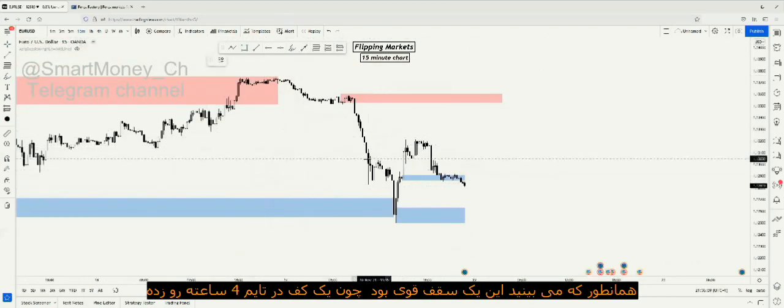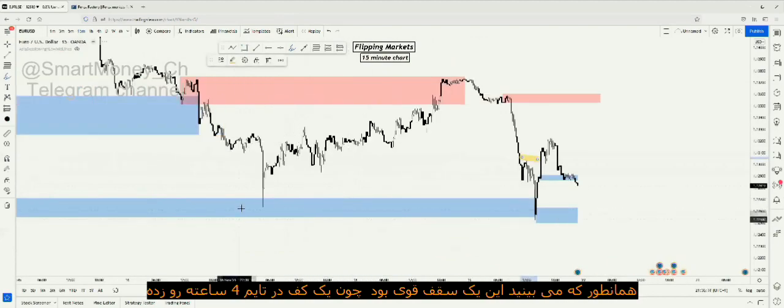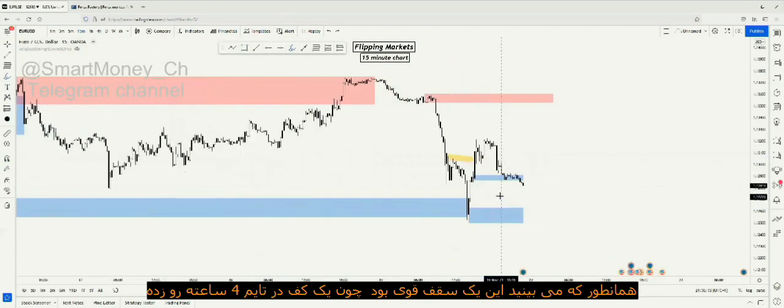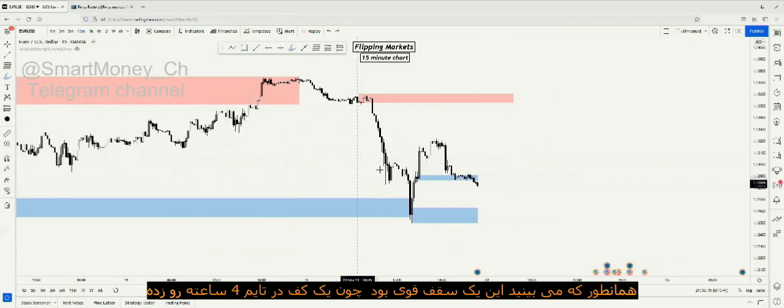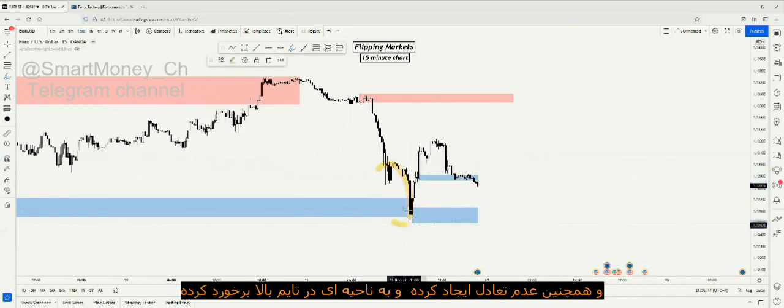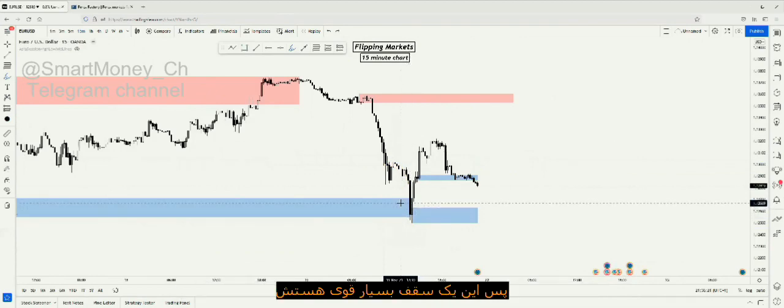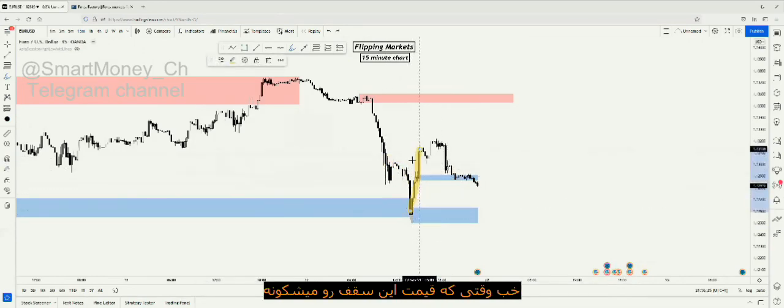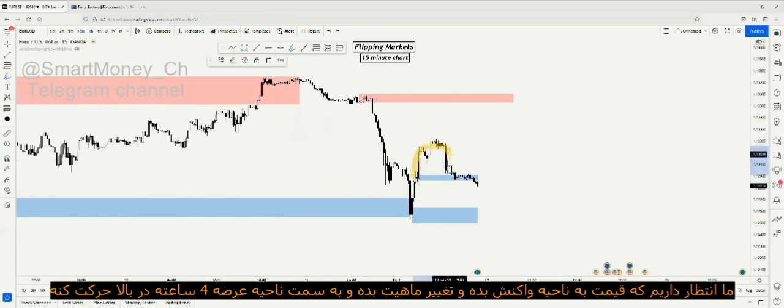So as you can see, this was a really strong high because it broke the 4-hour low and created inefficiency and grabbed liquidity and tapped into a higher time frame zone. So this is a really, really strong high. And knowing the fact that price just broke through that high, we can expect the price to react on this zone, and do a change of character and head up to the 4-hour supply zone.